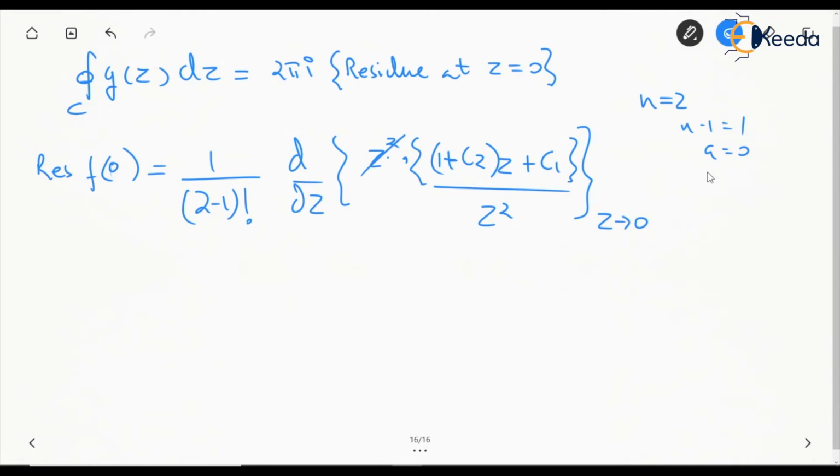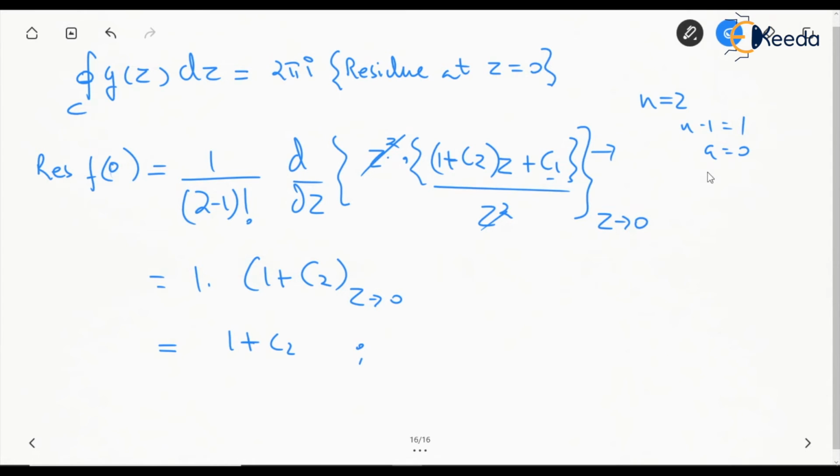So this z square and this z square get cancelled, and 1 by (2 minus 1) factorial becomes 1 factorial, so this is 1 simply. The first derivative of this numerator: this is a constant, and this is 1 plus c2 times z, so it is first order, so the derivative will be simply 1 plus c2, and nothing is left with z tends to 0. So there is no parameter of z. It is a constant, so we can directly write it to be 1 plus c2.